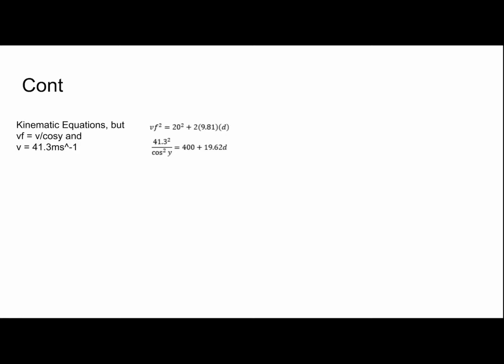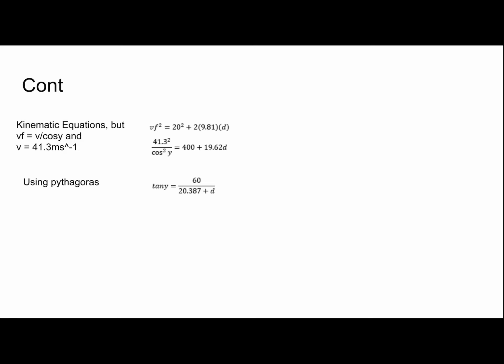But we know that Vf equals V over cos y from our equation 1, and we can substitute Vf as V over cos y, and we know V is 41.3 meters per second, so 41.3 squared over cos squared y equals 400, that's 20 squared, plus 19.62 d. So that's our equation number 1. Equation number 2 is tan y equals 60 over 20.387 plus d. So that's our equation 2.